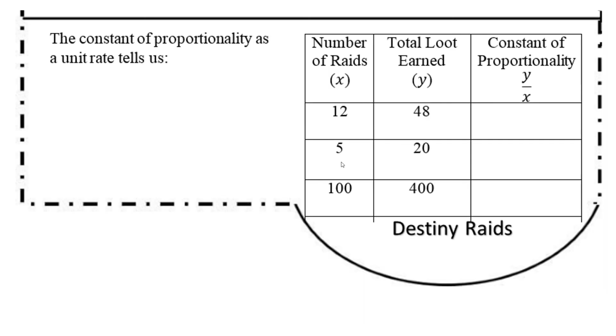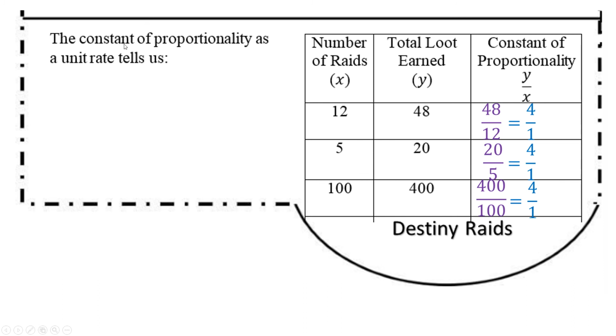So this is a meme for our next example about Destiny, the video game. So this is about the raids that go on in Destiny. So after so many raids, there's a total number of loot earned. So to figure out the constant of proportionality, we do y over x. We divide and simplify and get 4 over 1. This will be the case for all the values. So our constant of proportionality is 4 over 1.